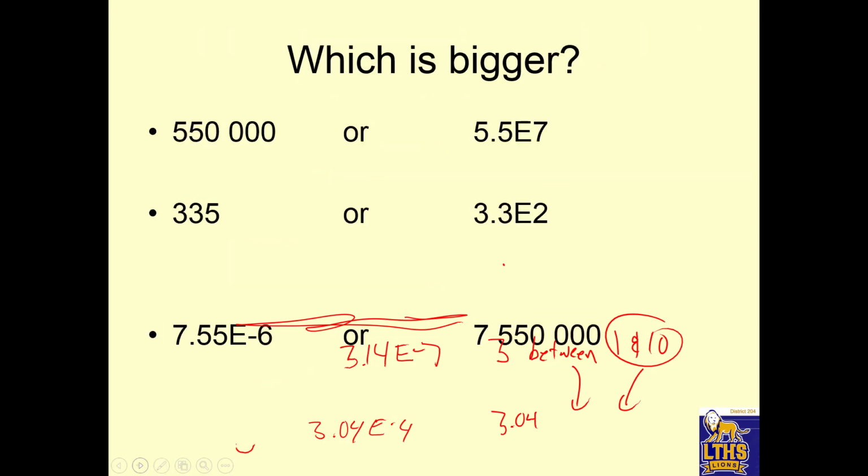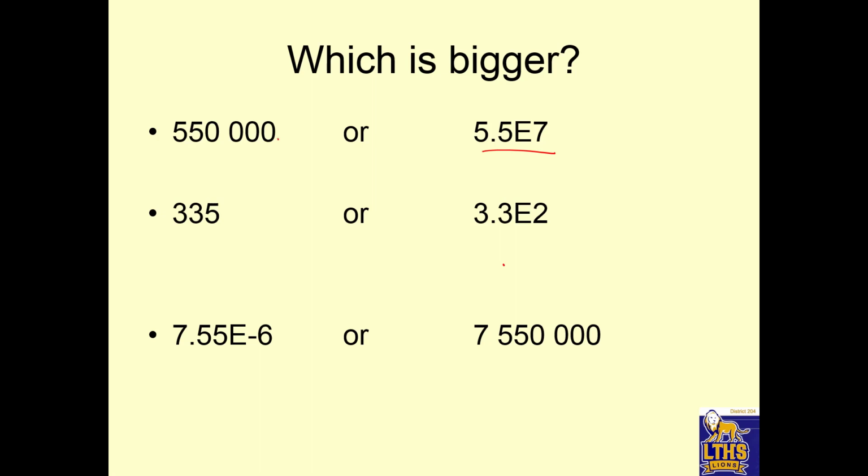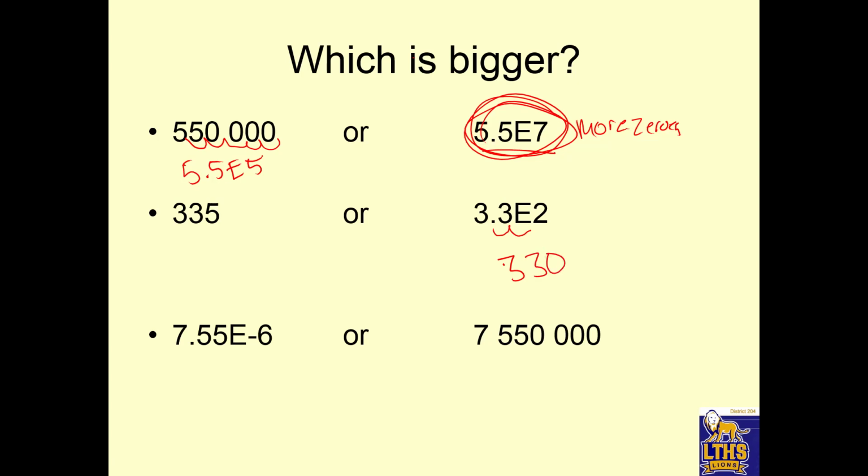All right, so which is bigger, 550,000 or 5.57 E7? So I'm going to put them both into engineering notation here. So 1, 2, 3, 4, 5, 5.5 E5, or 5.5 E7. This is bigger, more zeros. All right? 335 or 3.3 E2. So 3.3 E2 would be 1, 2. Now I've got this empty space, so it's going to be 300. That empty space is going to fill with a 0. Okay? 335 is bigger than 330.